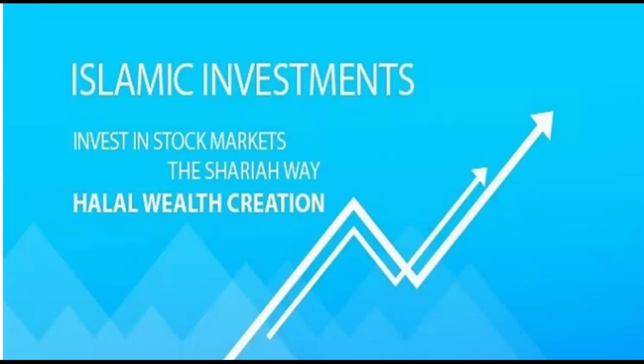The second one is the accounting based screening. Here there are three points, and all of them should be less than 33%. First, total debt to market capitalization should be below 33%. Cash and interest bearing securities against market capitalization should be below 33%, and accounts receivable to market capitalization should be below 33%. If a company is in a Sharia compliant sector and these three criteria are met, then the company is under Sharia law and you can invest in it.